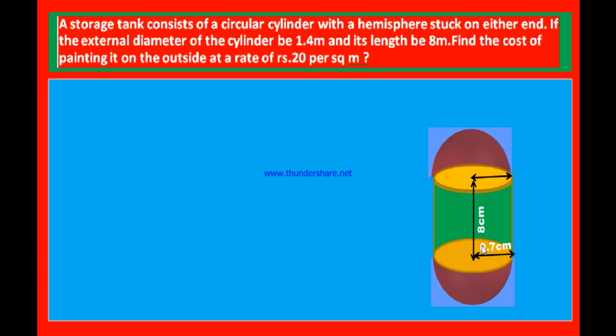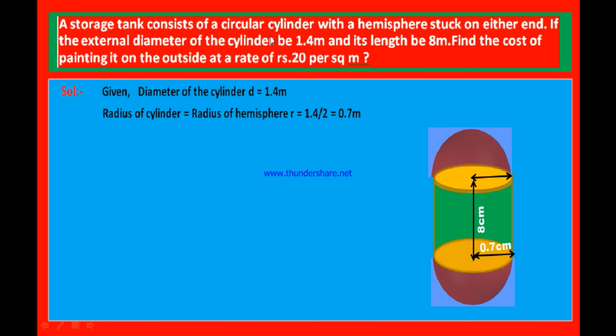Sorry, these are meters. Please correct them. The radius is 0.7 meters, and the height of the cylinder is 8 meters. Now look at the solution.